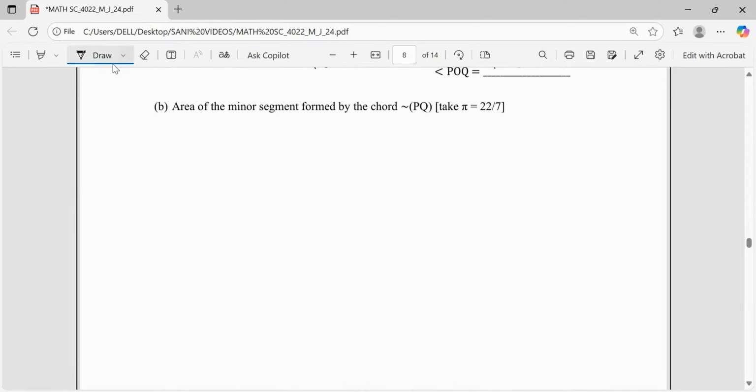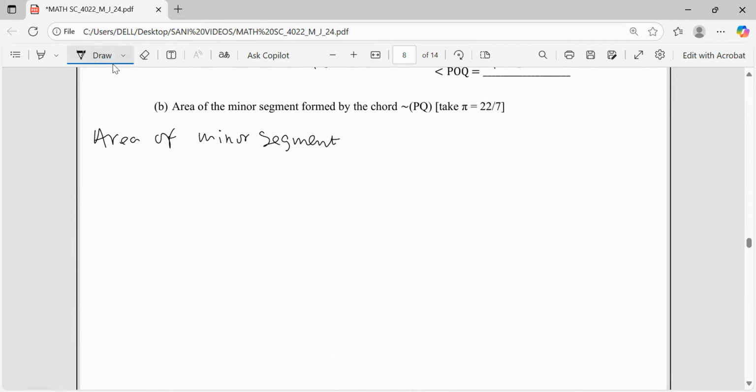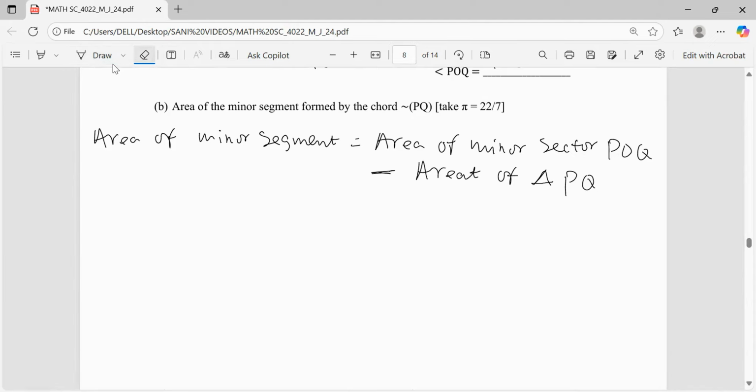Area of the minor segment will be equal to the area of the minor sector, that is minor sector POQ, minus the area of triangle POQ.